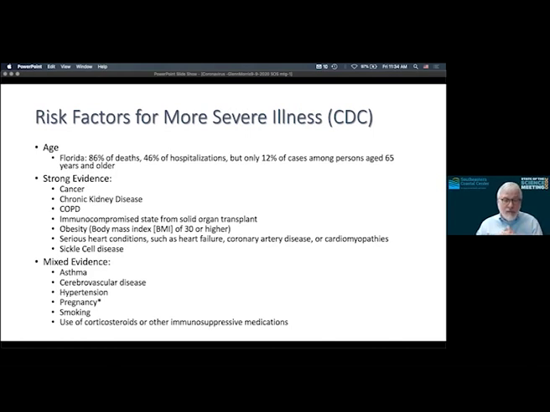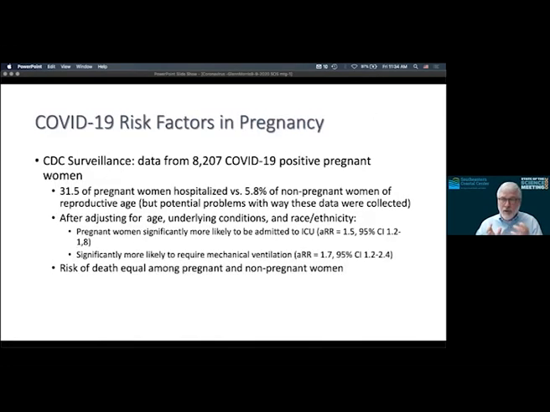Some evidence, asthma, hypertension. I will mention briefly pregnancy. Next slide. Because particularly when we're talking about agricultural workers, frequently we're talking about families and kids. CDC surveillance, data from 8,207 COVID-19 positive pregnant women. Next slide.